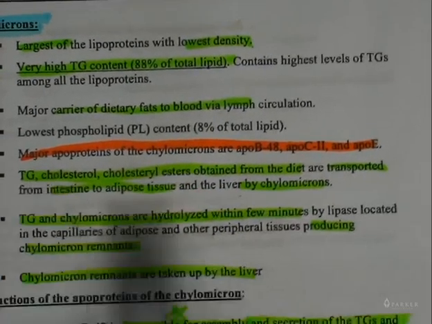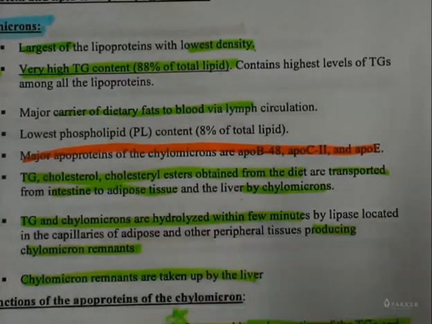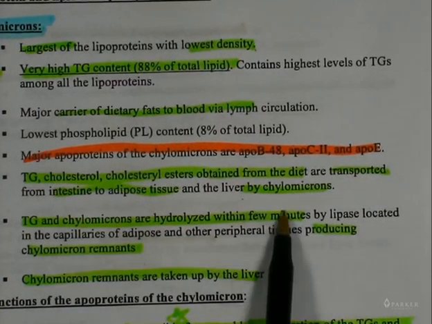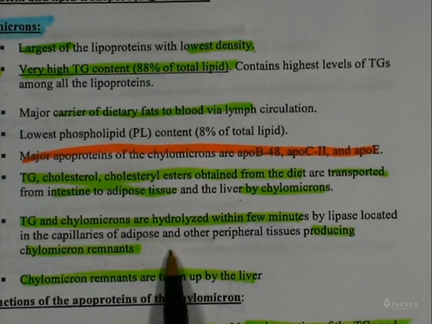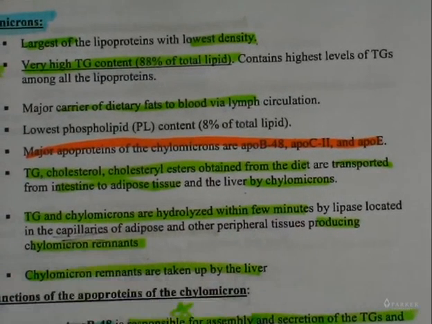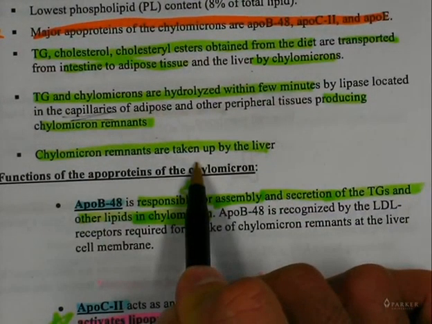All this stuff is transported from the intestines to adipose tissue and the liver by chylomicrons. They carry dietary fats. They're hydrolyzed within a few minutes by lipase located in the capillaries of the tissues. Lipoprotein lipase is located in the tissues, producing chylomicron remnants, simply a remnant of their former self. They're taken up by the liver, broken down, recycled. Chylomicrons are shipped back out, and the liver attaches the fats to VLDL.